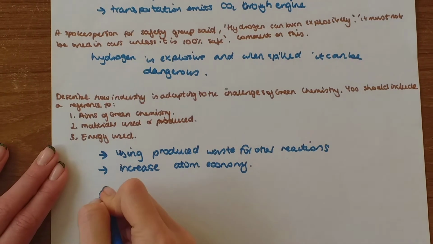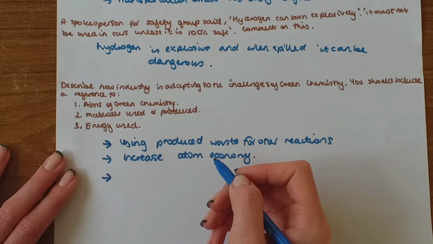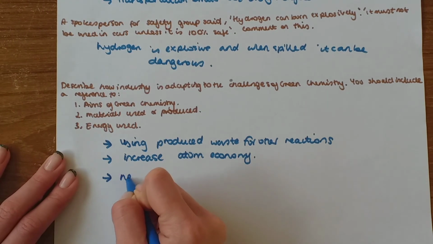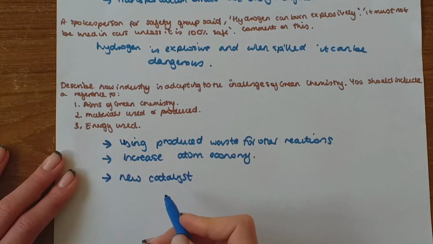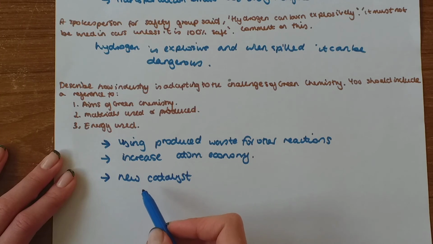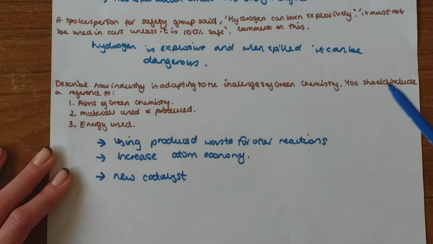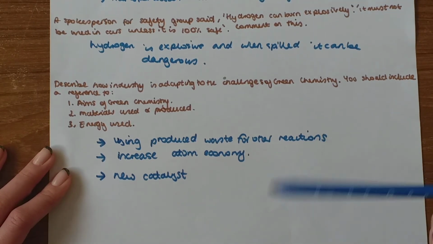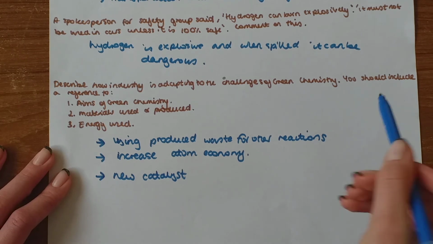Another thing that a lot of industries and factories and scientists are trying to come up with is new catalysts. As you know, catalysts make the reaction go faster and are not used up in the reaction. So what scientists are trying to find is new catalysts that will increase the rate of reaction so that less carbon dioxide or less fossil fuels are burned.